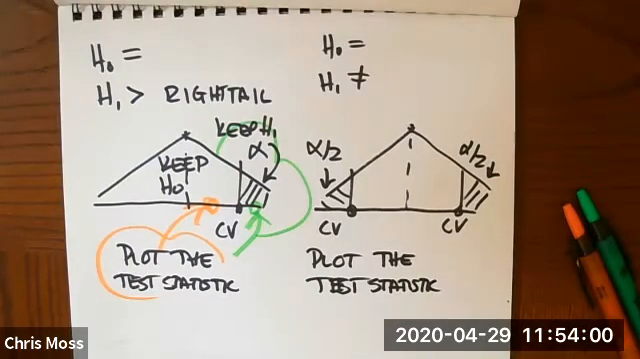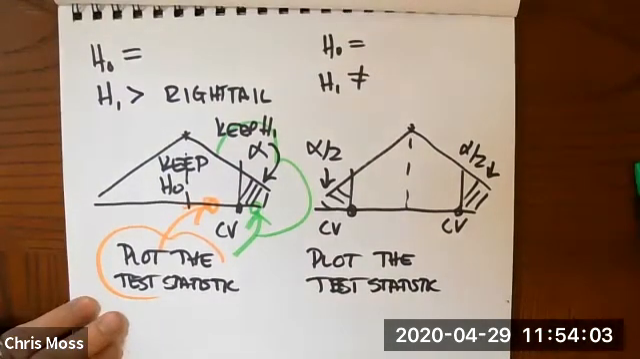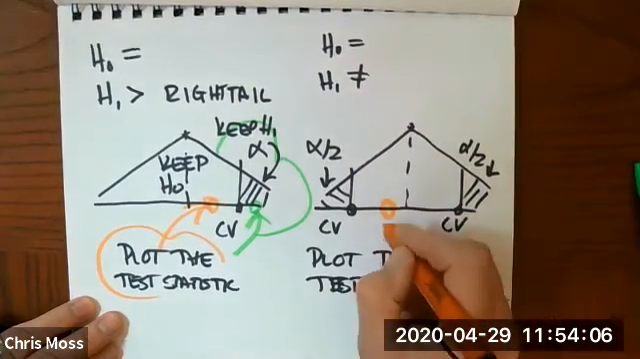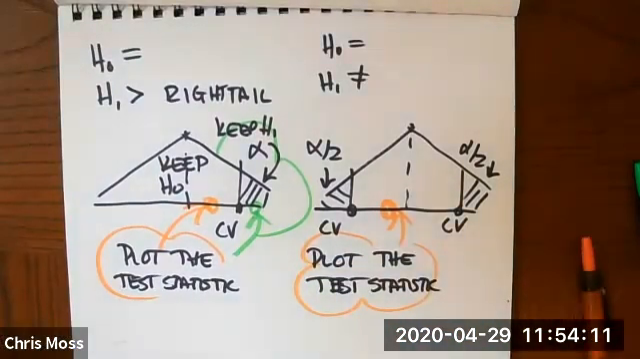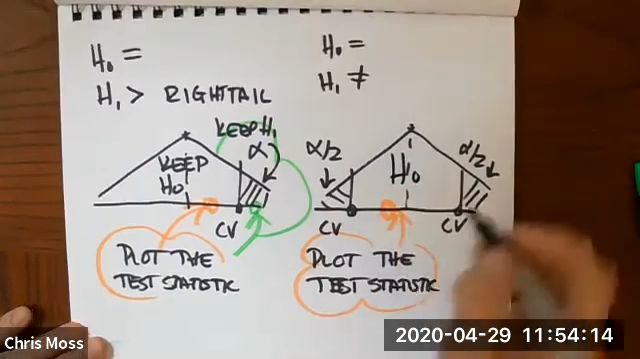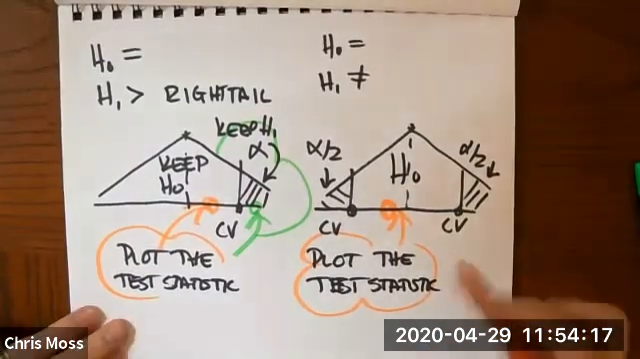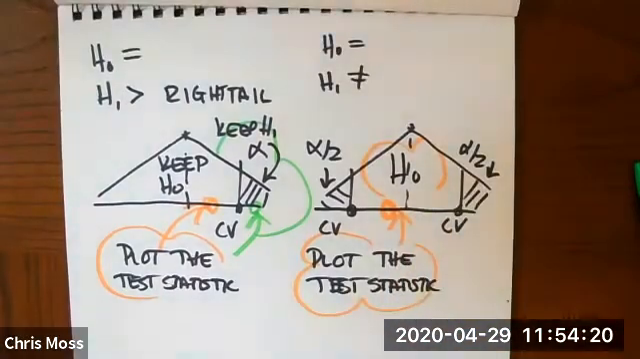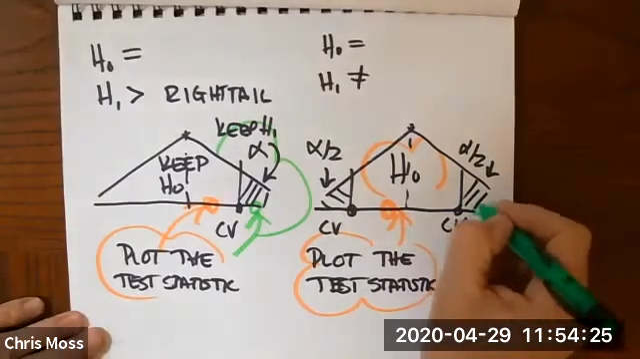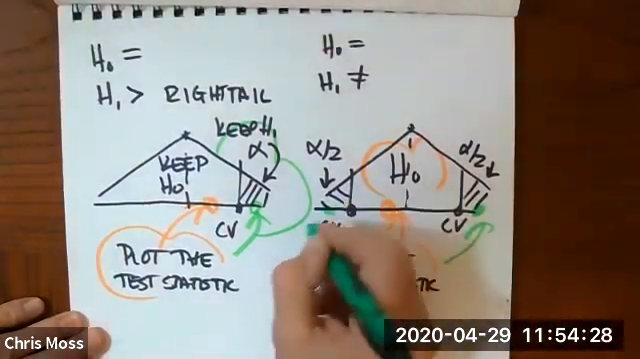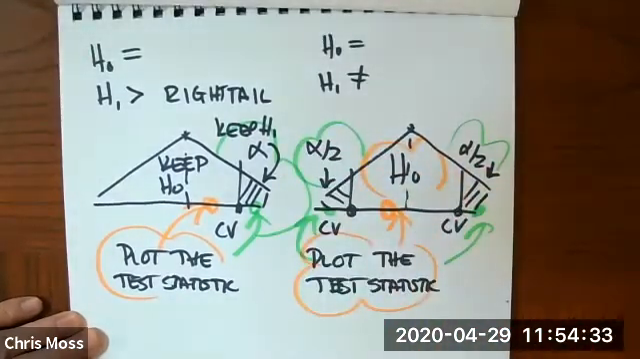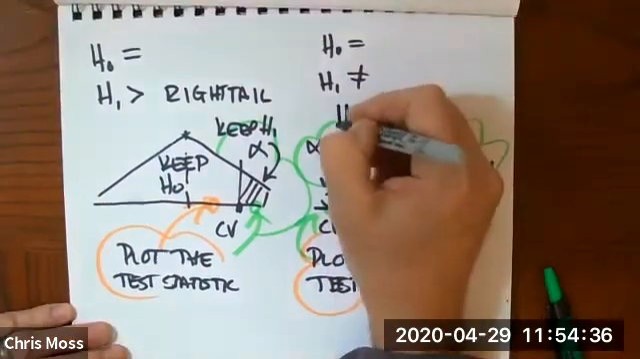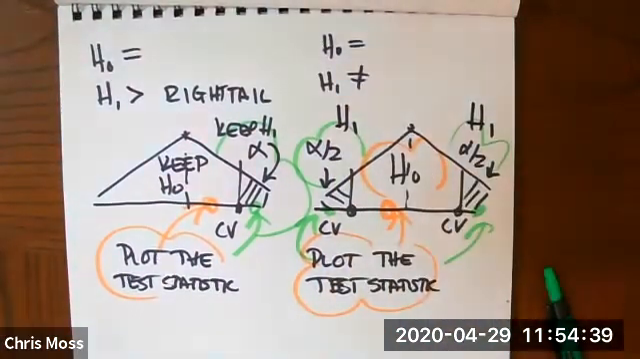And again, it could fall in a couple of different places. If it happens to fall somewhere in this part, then again, we're going to go ahead and keep the null hypothesis. That's what we're going to do. And there's a whole bit of detail about how we go about doing that. On the other hand, it's possible that the test statistic could fall closer to the tails. If that is the case, then we're going to go with the alternative hypothesis.